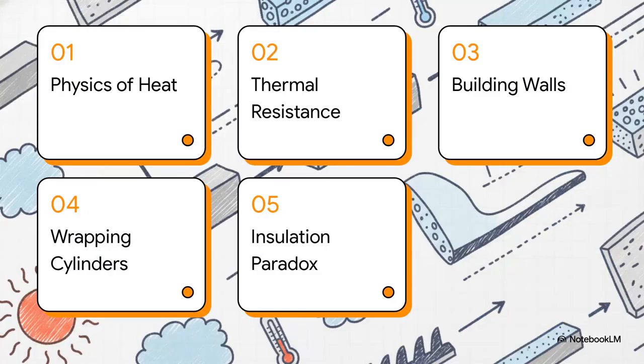So, here's our roadmap for this explainer. First up, we'll tackle the physics of heat flow and then introduce the thermal resistance analogy. From there, we'll look at building better walls, wrapping cylinders and pipes, and finally, we'll wrap up with a really mind-bending concept: the insulation paradox.